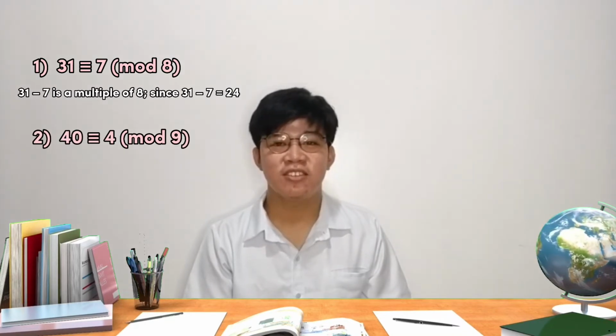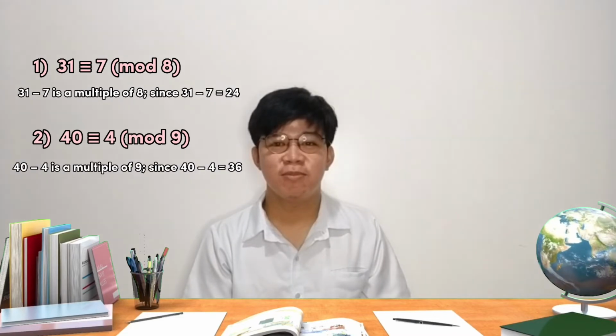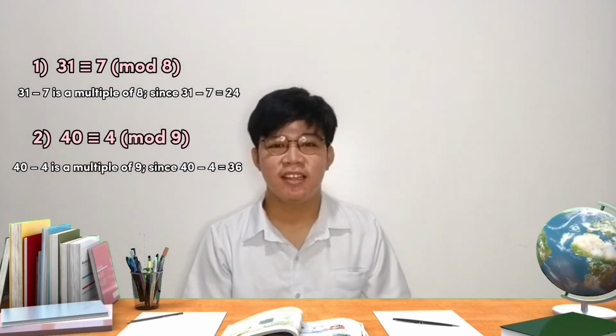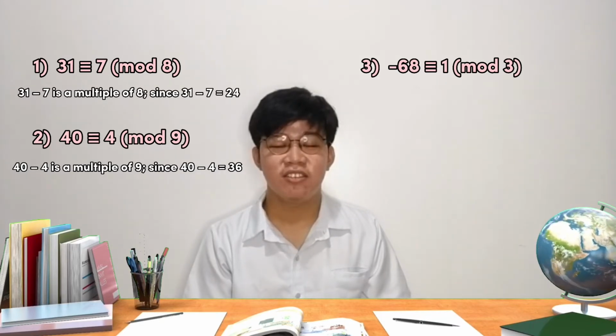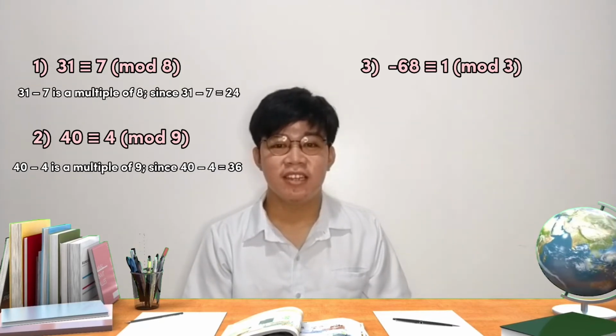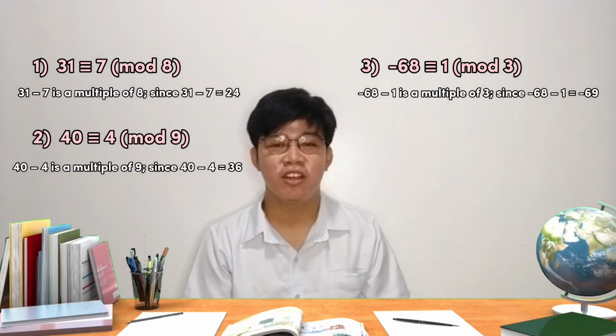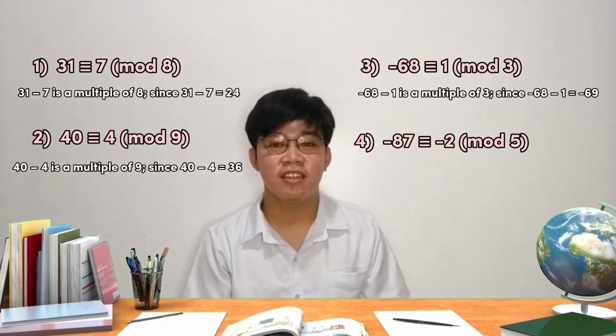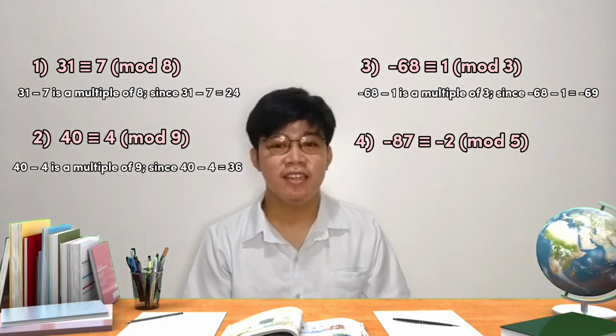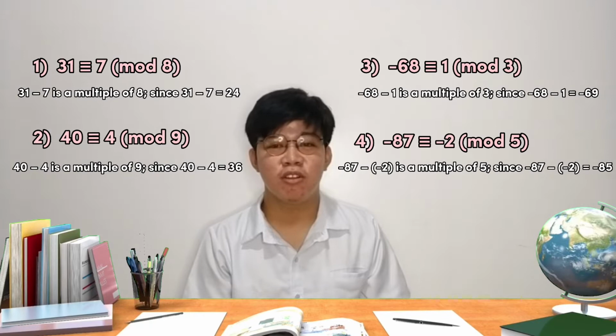To further understand this concept, here are some examples. Example number 1 is 31 is congruent to 7 modulo 8, since 31 minus 7 is a multiple of 8. Number 2, which is 40 is congruent to 4 modulo 9, since 40 minus 4 is a multiple of 9. Number 3, which is negative 68 is congruent to 1 modulo 3, since negative 68 minus 1 is a multiple of 3. And the last one is number 4, which is negative 87 is congruent to negative 2 modulo 5, because negative 87 minus negative 2 is a multiple of 5.